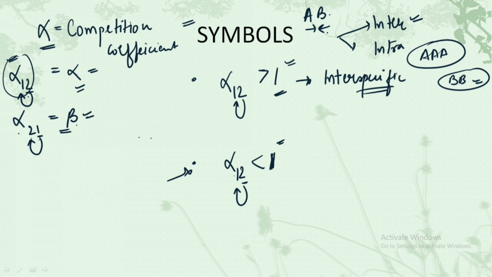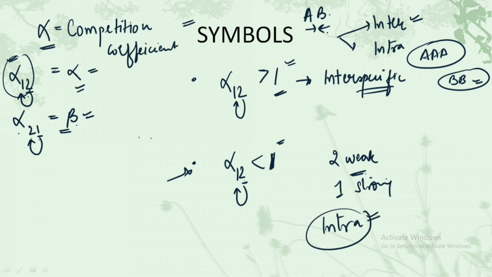If the competition coefficient of the second species affecting the first species is less than 1, this means the second species is weak in nature, and if the second species is weak, the species 1 is strong in nature, and as a result there is more intraspecific competition. Why? Because species 2 cannot take the risk of competing with species 1, which is strong in nature.